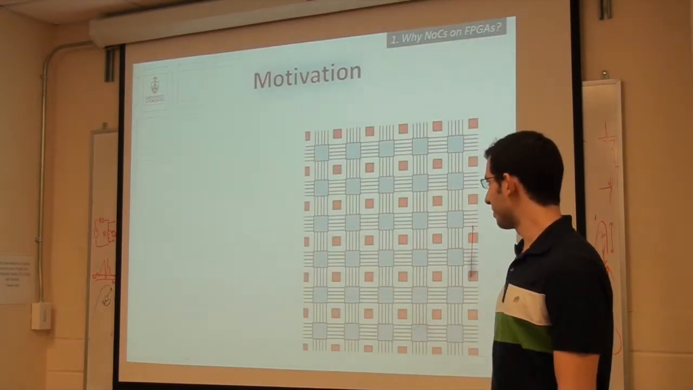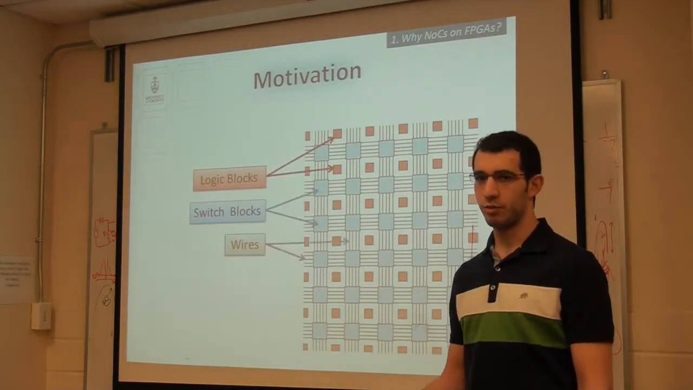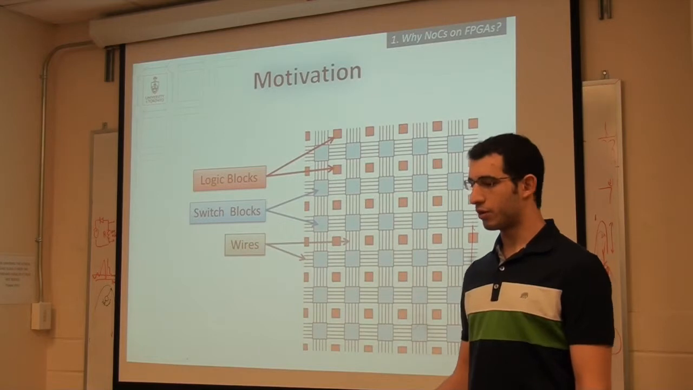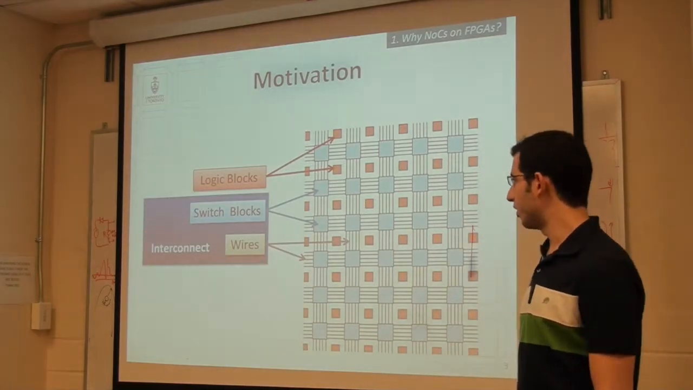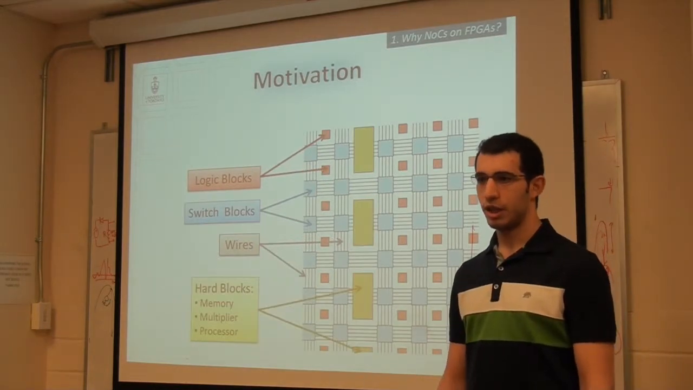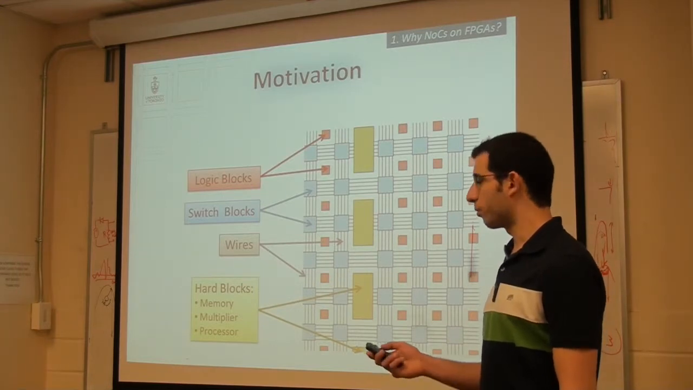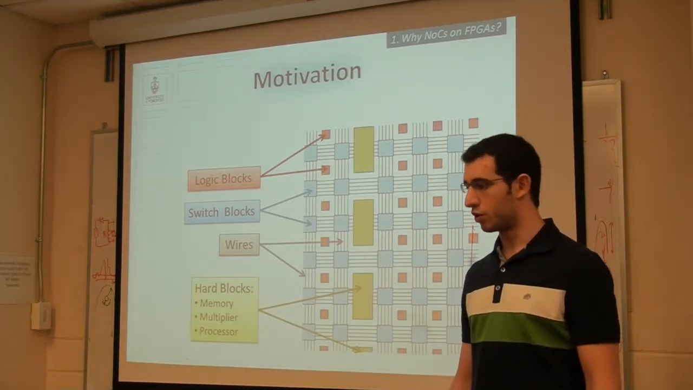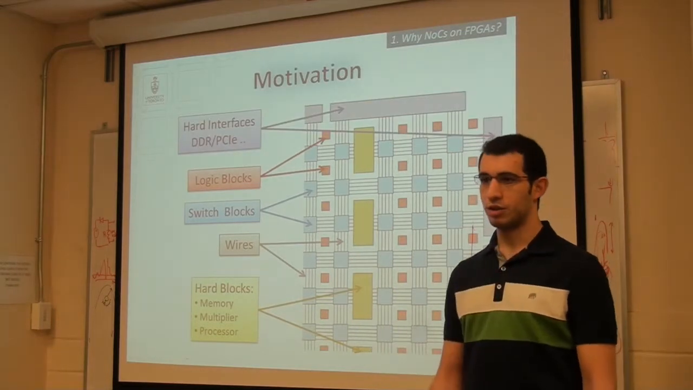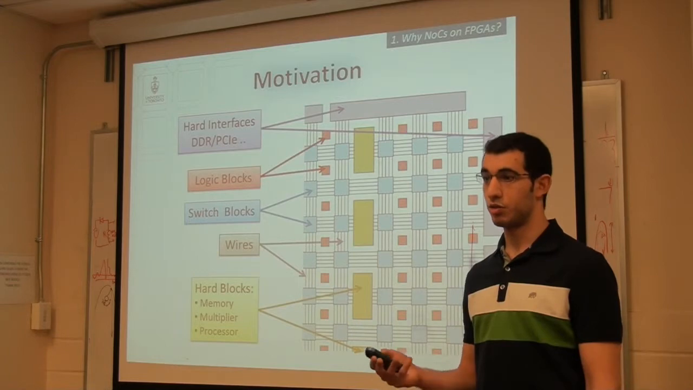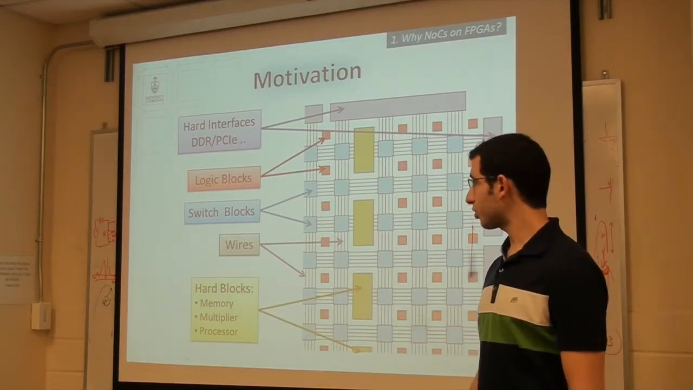Okay, so here's a schematic of an FPGA. We have logic blocks, we have switch blocks, and we have wires. Generally, the switch blocks and the wires are the interconnect of the FPGA. Of course, this picture is very outdated because now we have hard blocks, and these implement widely used functions very efficiently, such as memories, multipliers, and even complete processor cores in current chips. More importantly, perhaps, we have these hard interfaces, such as DDR controllers and PCI Express transceivers, and they're very important for the commercial success of FPGAs.